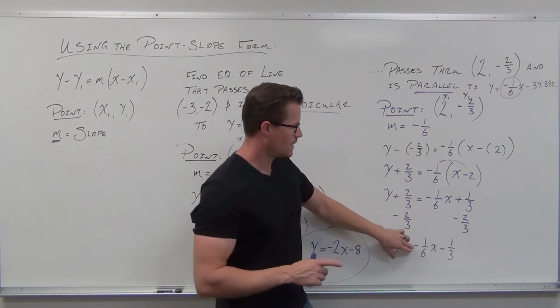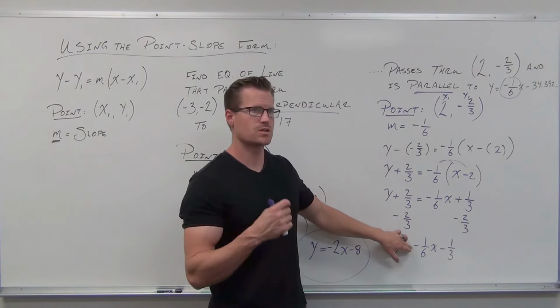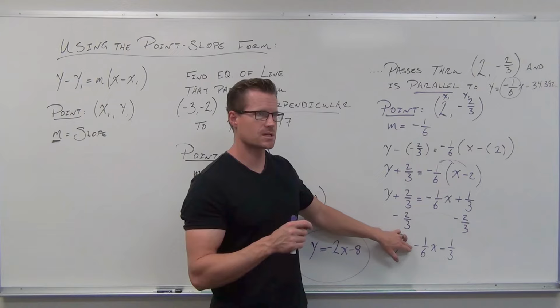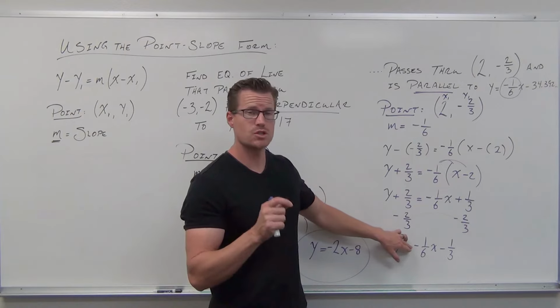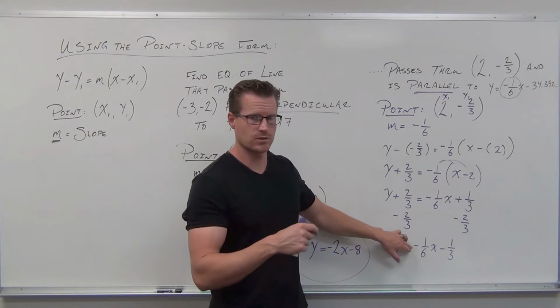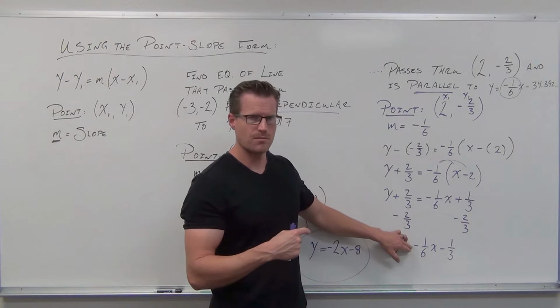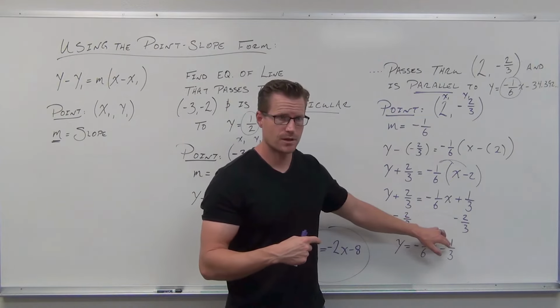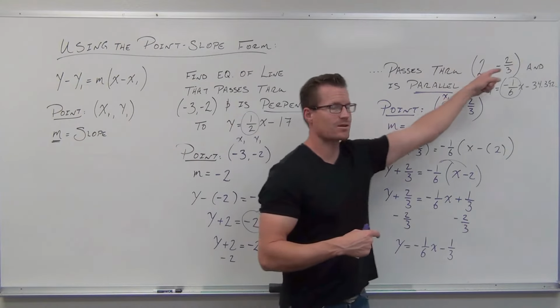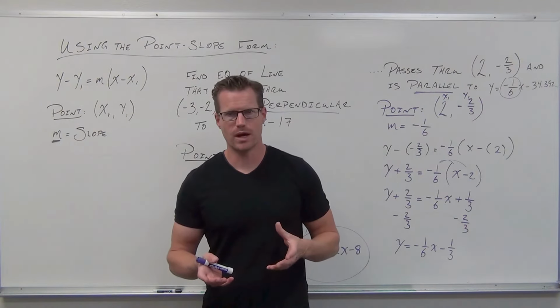Let's try the 2. Negative 1/6 times 2 is negative 2/6. Calculator will do it for you. Simplify, that's negative 1/3. Negative 1/3 minus another third is negative 2/3. Hey, that's exactly what we have. Now we're sure we're right.